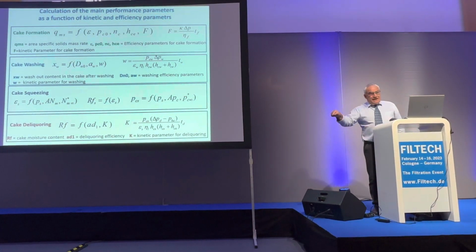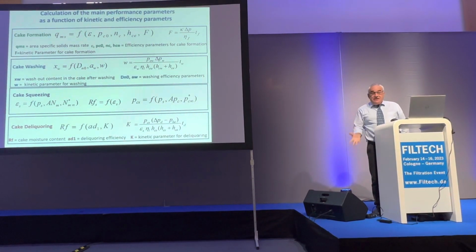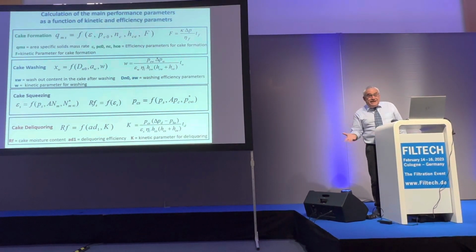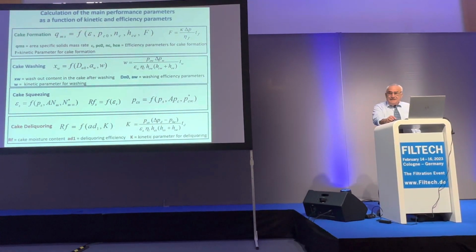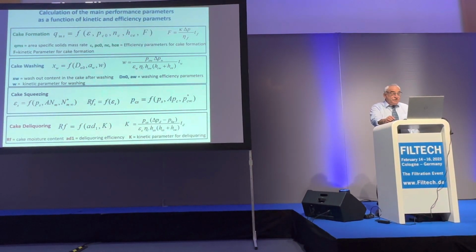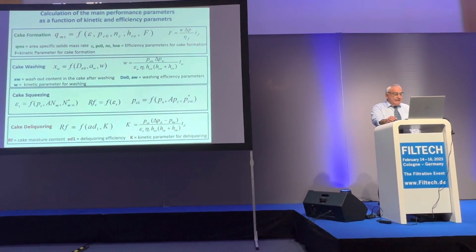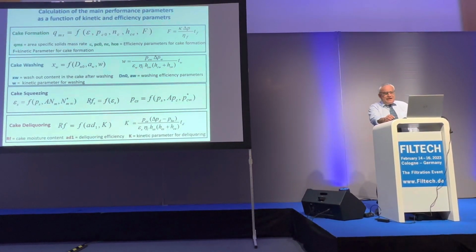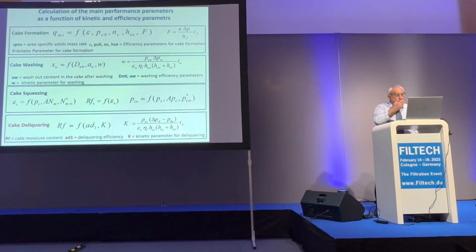If we deliquor the cake after squeezing by gas pressure difference, then of course we have to know the cake permeability of the squeezed cake. And that is this APC, that is, let's say, how the cake permeability is reduced with the pressure. So in cake deliquoring it is similar. We have the efficiency parameter for the deliquoring and the kinetic parameter. The kinetic parameter again measures the time.